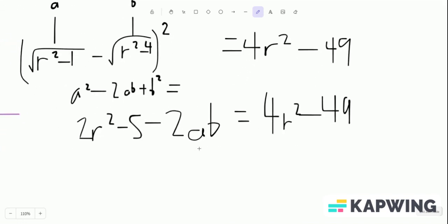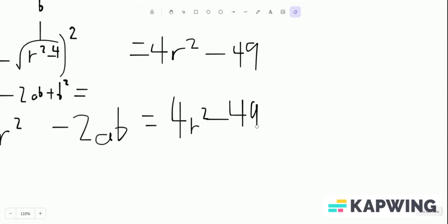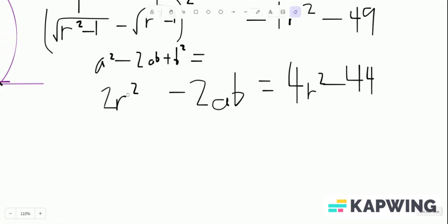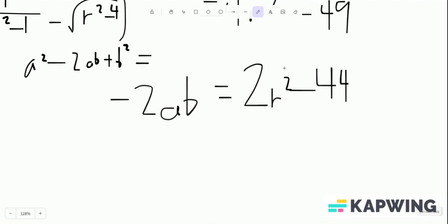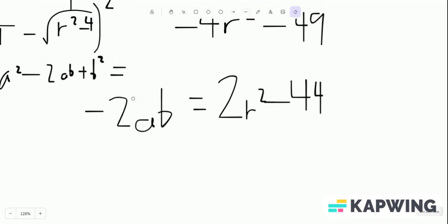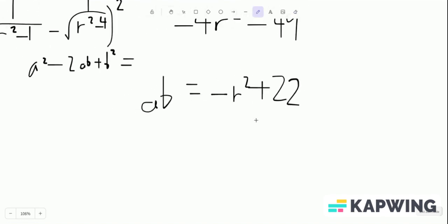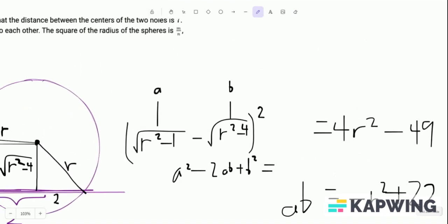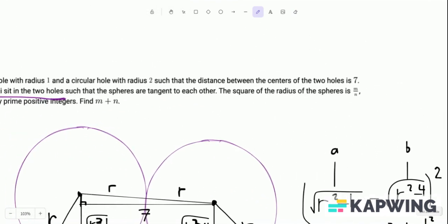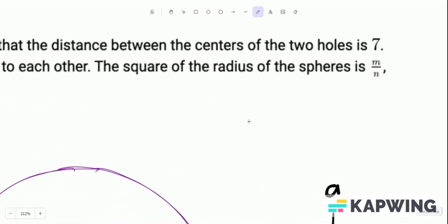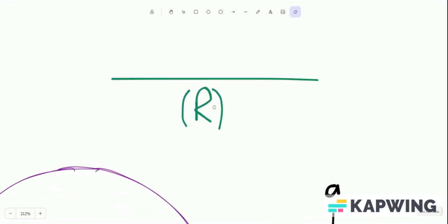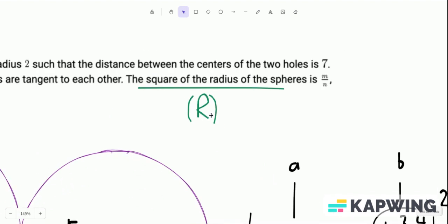And now adding 5 to both sides. Okay, let's start. This is 44. Okay. Subtracting 2r squared from both sides. That's 2r squared here. And dividing both sides by -2 results in this. And we want the square radius. So we can just call that big R.